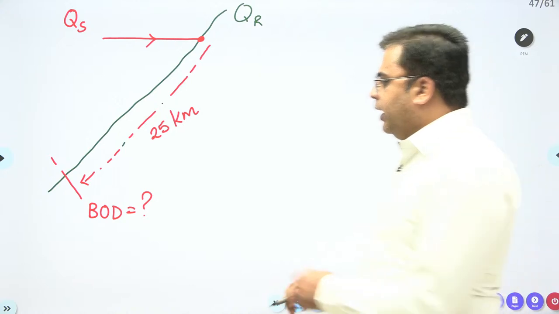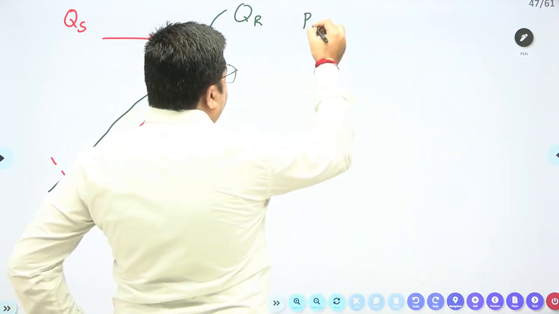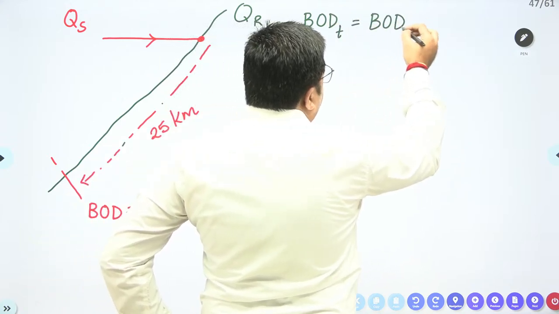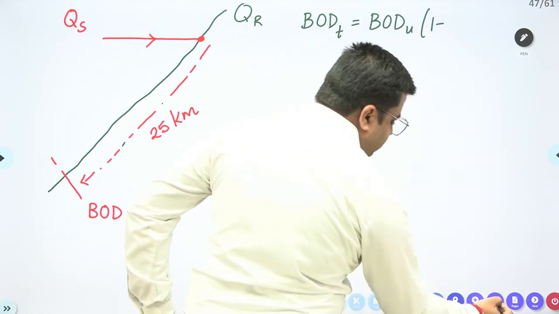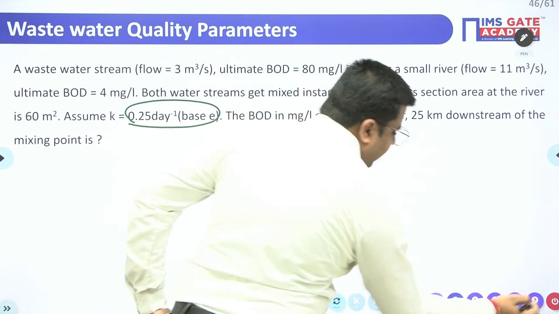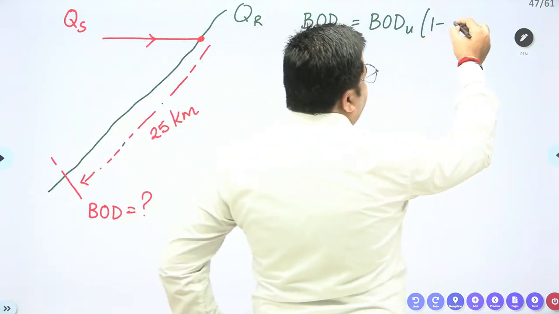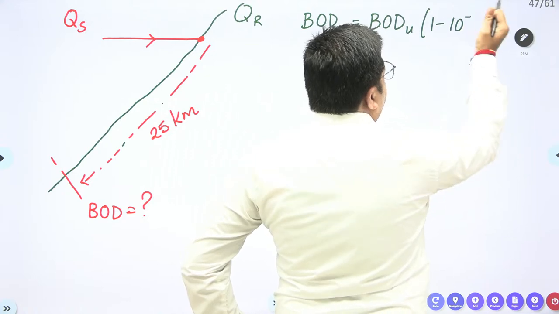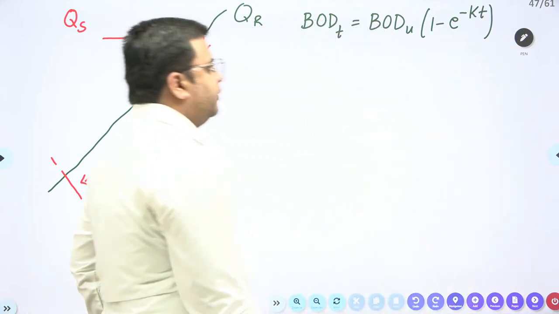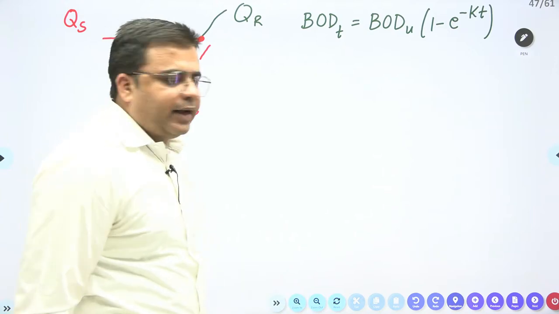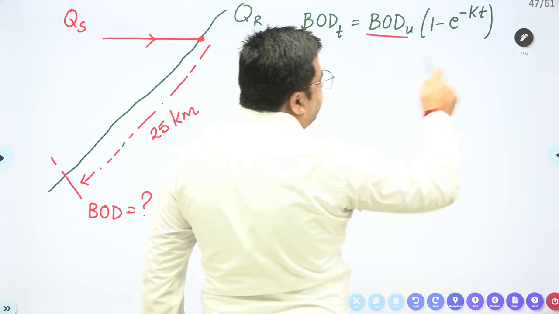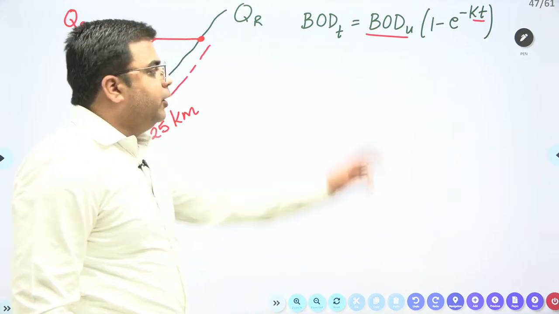Now, the expression for BOD at any time t is equals to BOD ultimate into 1 minus, since k is given to the base e, I'll use base e. So BOD at any time t is equals to BOD ultimate into 1 minus e raised to power minus k into t. So this is the expression for calculating the BOD after any time t, right? If I know this BOD ultimate and if I know this time t, I can calculate the BOD after time t.